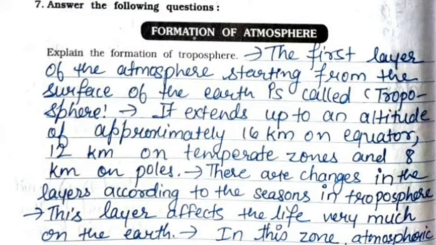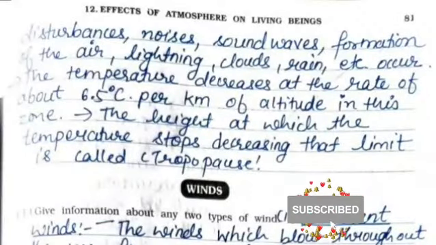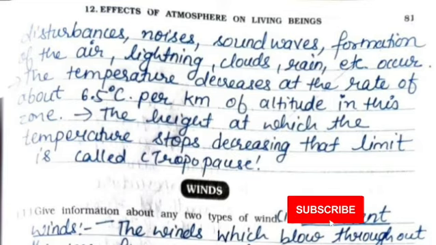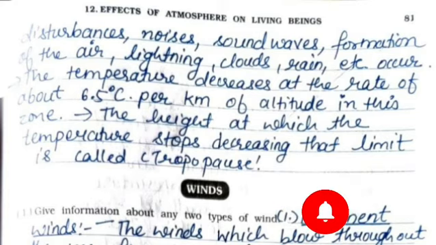This layer affects life very much on the earth. In this zone, atmospheric disturbances, noises, sound waves, formation of the air, lightning, clouds, rain, etc. occur. The temperature decreases at the rate of about 6.5 degrees Celsius per kilometer of altitude. In this zone, the height at which the temperature stops decreasing, that limit is called tropopause.